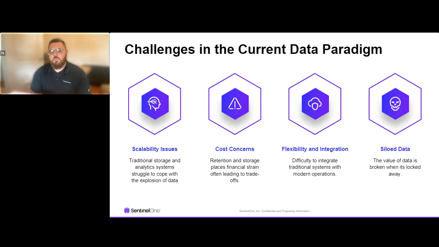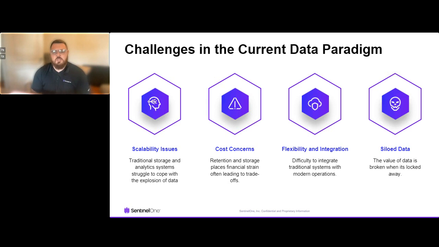So we're looking at everything from challenges with scalability. Traditional systems really struggle to both capture and normalize data. And so one of the value propositions of the architecture of SentinelOne is democratizing data for everyone, right? Making it more accessible, making it easier to understand, and making it more cost effective, right?